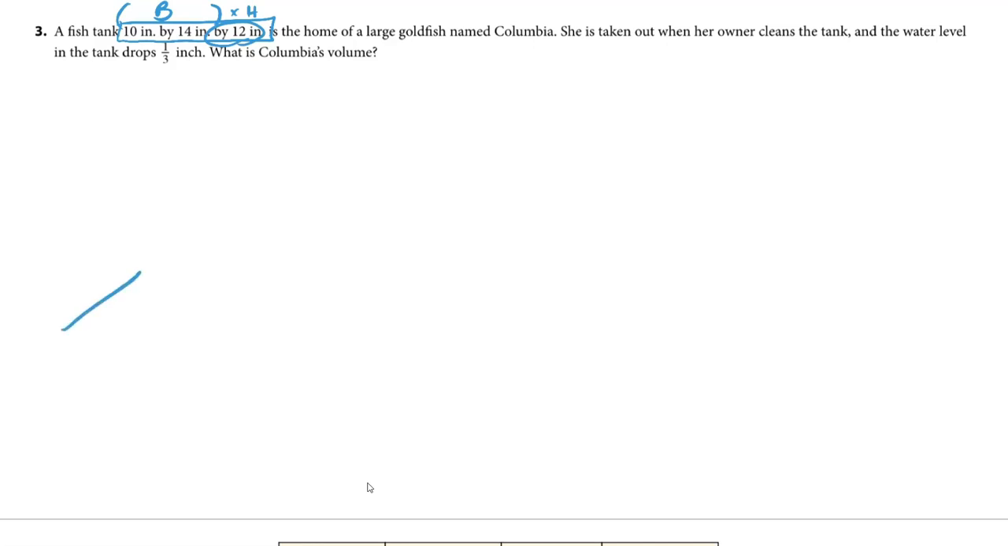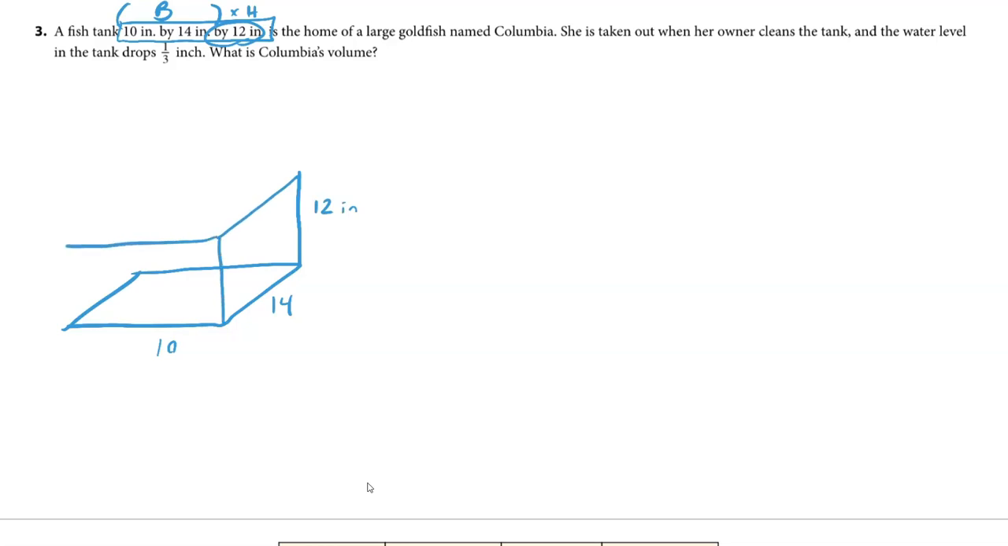So I'm going to go with this fish tank being 10 by 14, not to scale, and then it goes up by 12 inches. Just going to draw this really quick here. All right, so there's our fish tank. Okay, so now if this gets dropped by 1/3 of an inch when we take the goldfish out, again, the goldfish is all wiggly, right? It's not an easy shape to calculate.